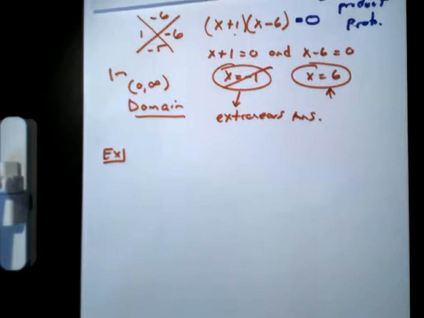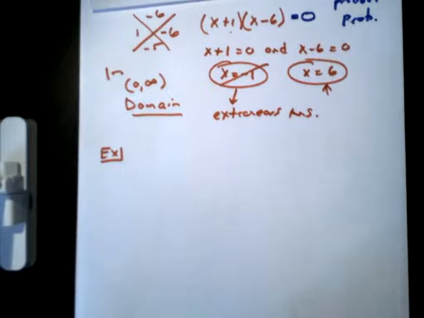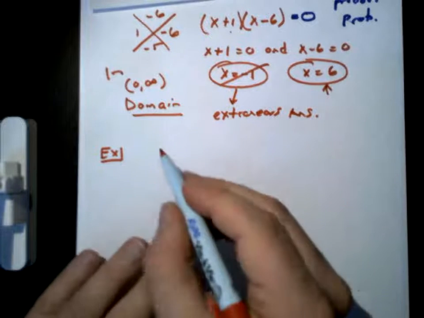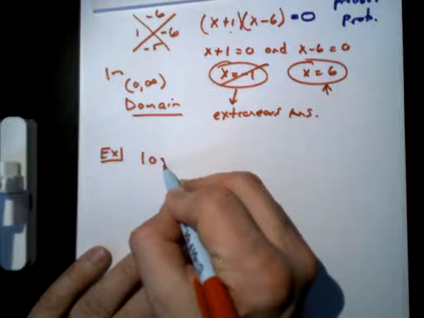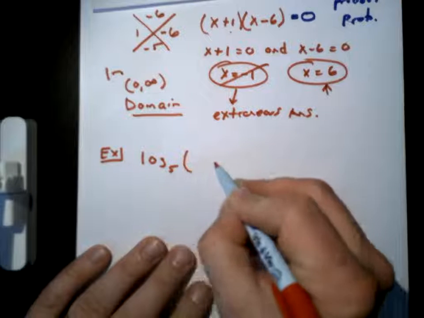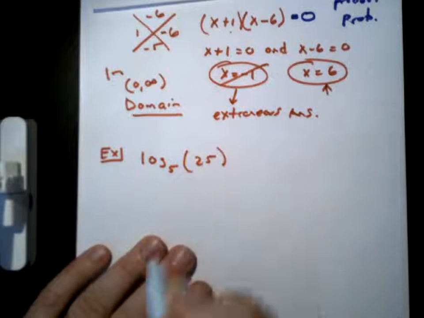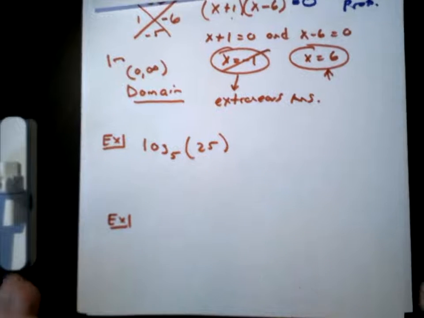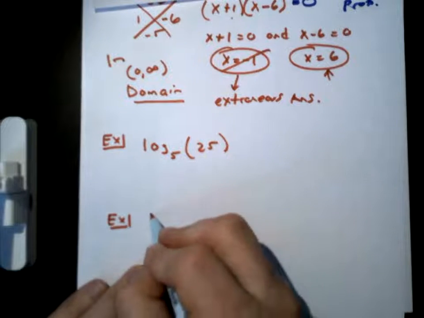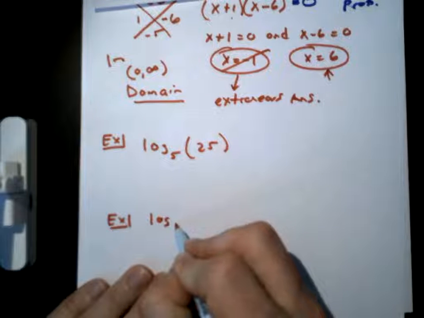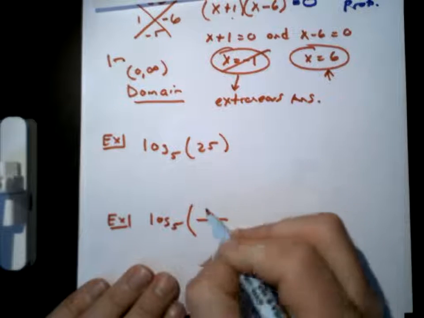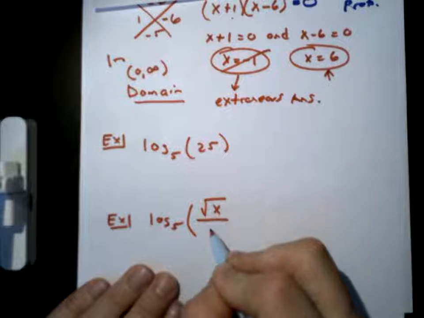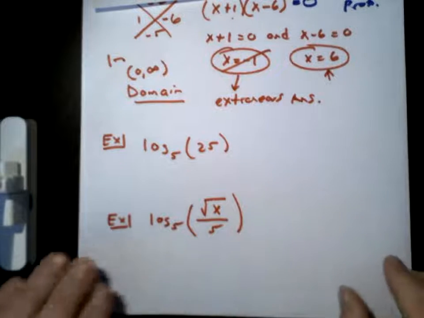Okay, so let's get through a couple more examples here. Hopefully this is helping a little bit. I kind of want to help you do some more with logs. So let me get some here. What if I had log base 5 and maybe I had 25? Let's do another one here. Maybe we can make this a little bit harder. So what about this? Log base 5 of the square root of x over 5.